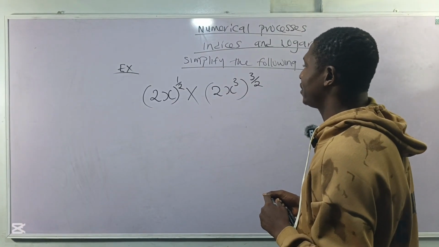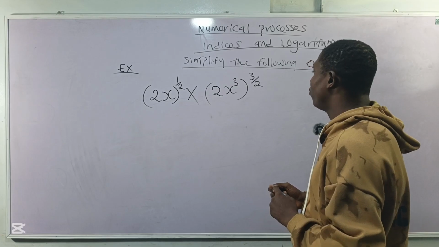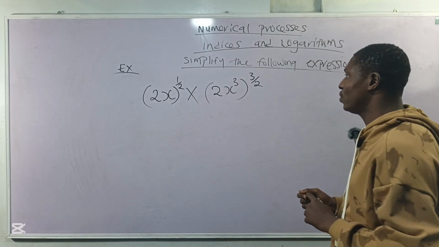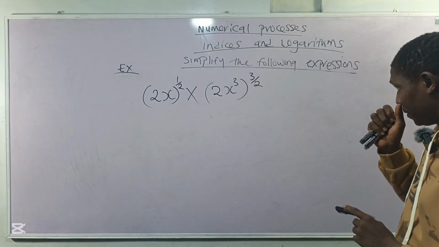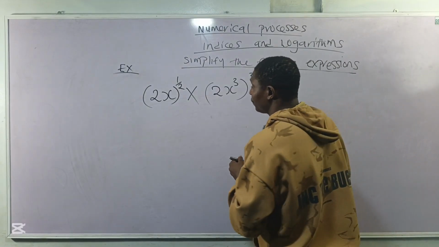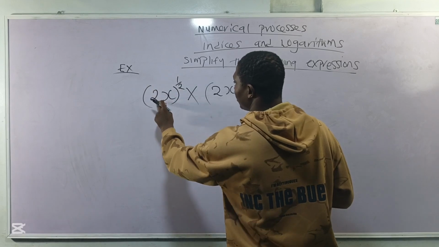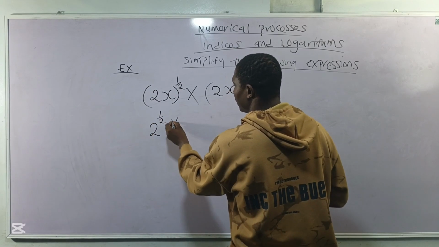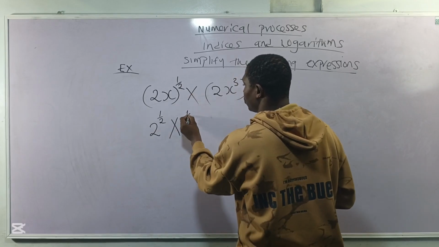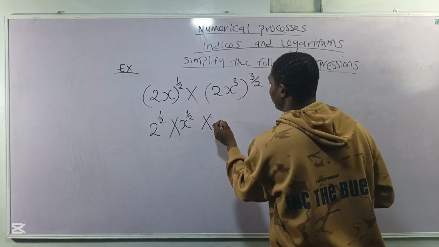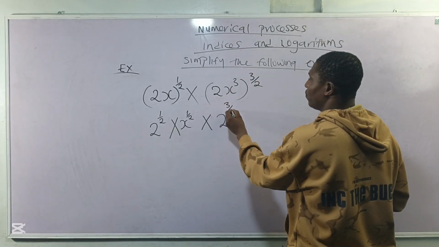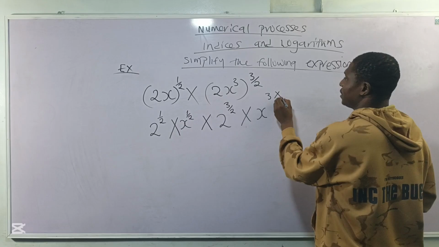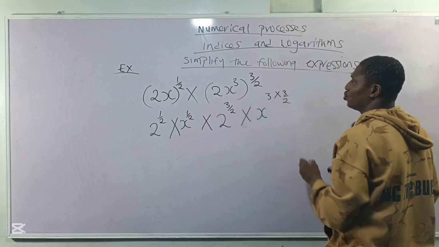We have 2x in bracket raised to power half, multiplied by 2x raised to power 3 in bracket raised to power 3 over 2. How are we to resolve this? Remember, this power half affects the 2 and the x. So we can have 2 raised to power half times x raised to power half, times 2 raised to power 3 over 2 times x raised to power 3 times 3 over 2.